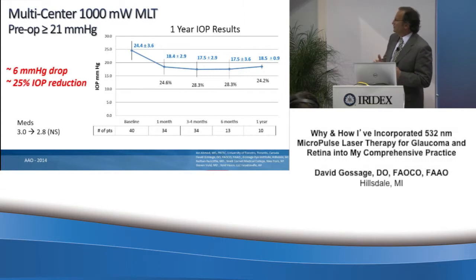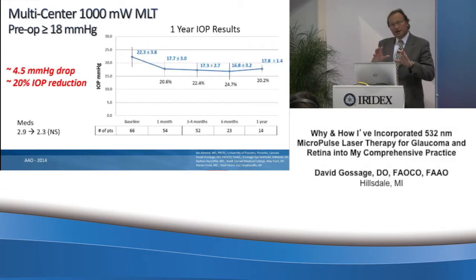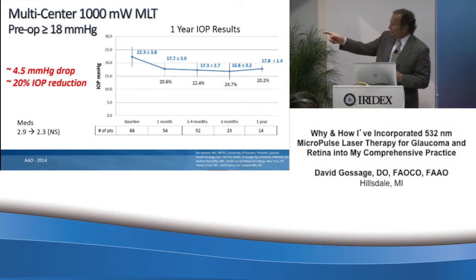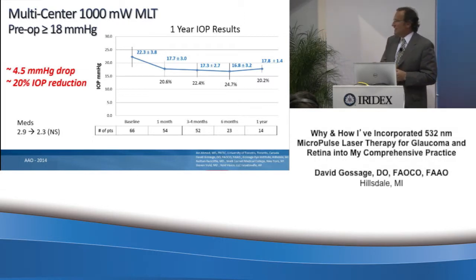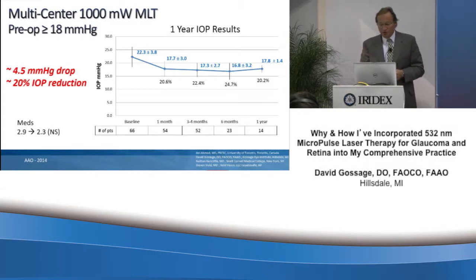And here we are with patients that had a pre-op pressure a little bit less to begin with, basically patients who had a pressure of 18 and a little bit higher, and we saw about a 4.5 millimeter drop or about a 20% reduction in IOP. But more importantly, again, we were able to reduce those medications down from 2.9 to 2.3.